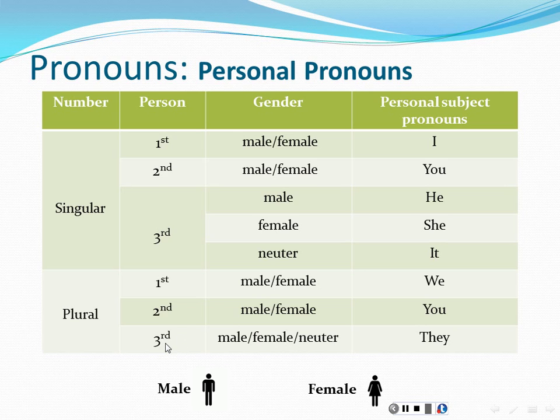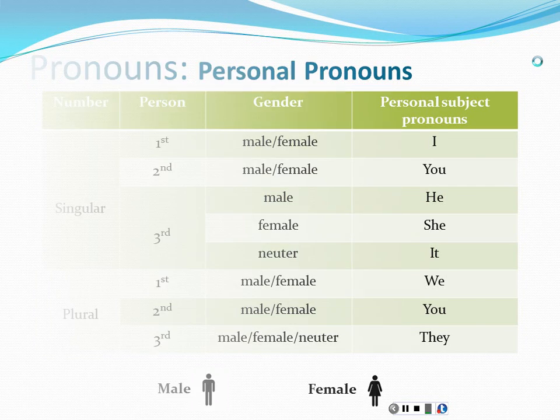The last one, if you are talking about a group of people who are not here, مجموعة من الأشخاص الغائبين, we say they, هم, they. So we use it for male, female, and neuter. If you are talking about a group of people or a group of things, a group of animals, a group of cars, a group of tables, any things that are in a group, we say they about them. Let's go to the next page to see some of the examples.